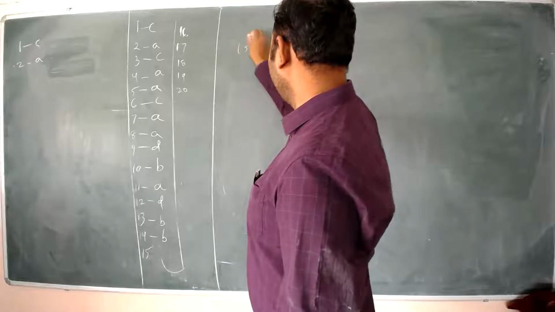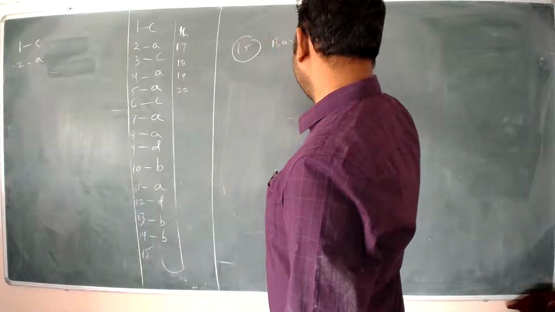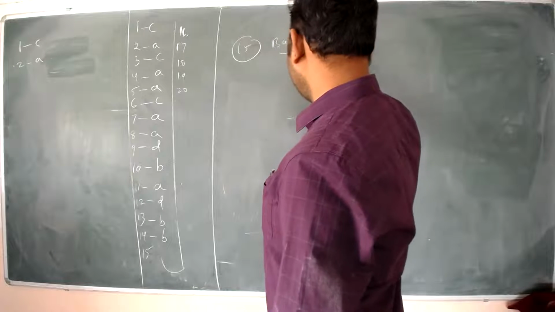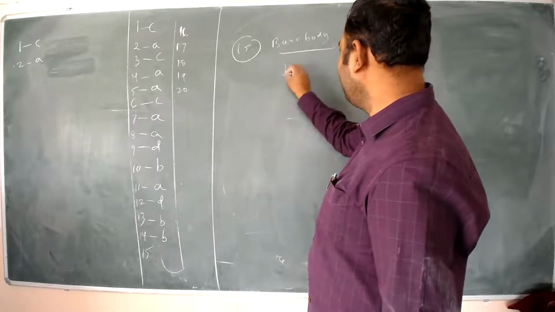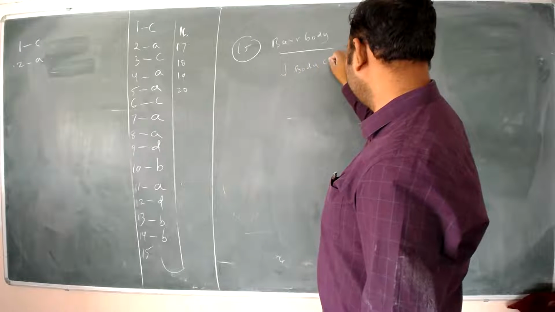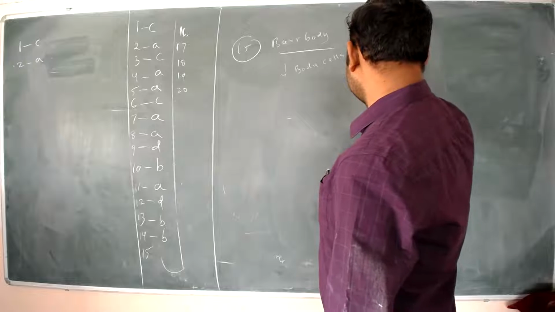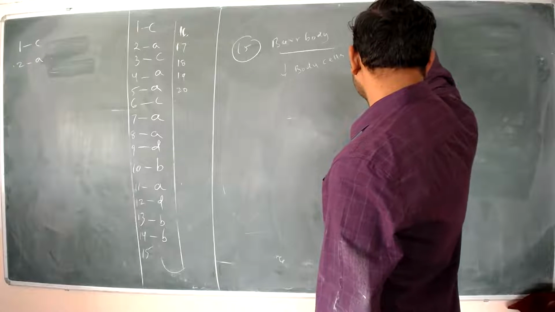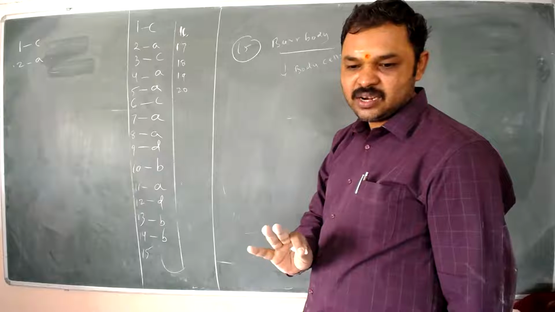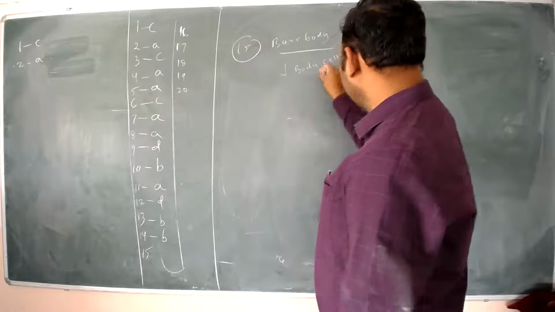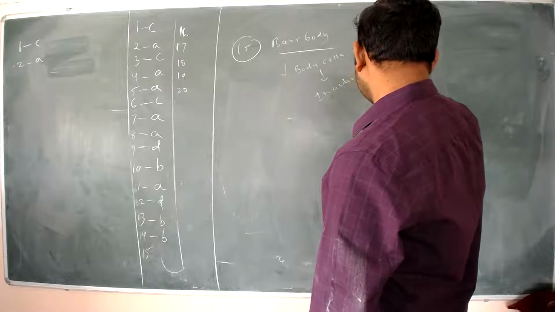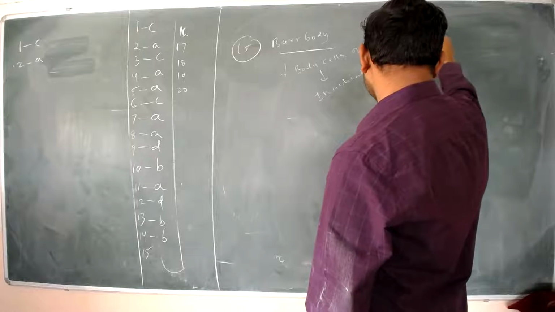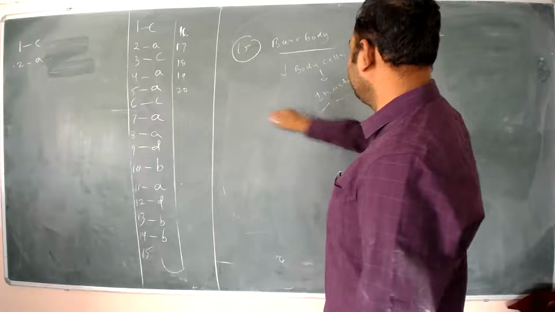What is the 15th one? Question 15 is relevant to the Barr body. What is the Barr body? Inactivated X chromosome. In the body cells of human beings, not sexual cells, the inactivated X chromosome is called the Barr body.